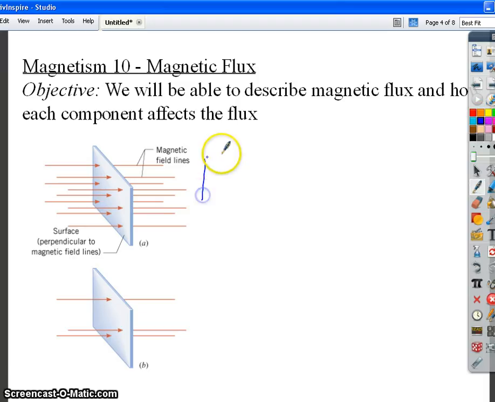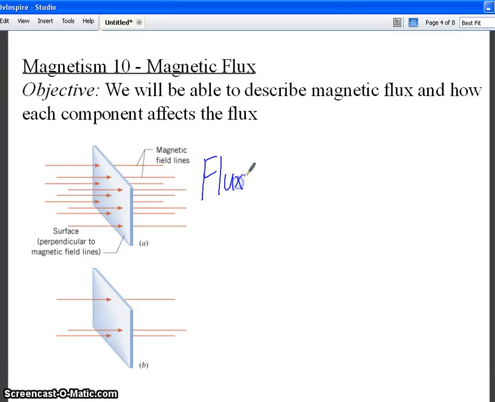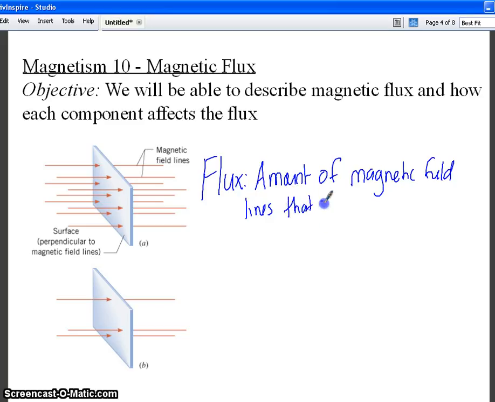Magnetic flux is the amount of magnetic field lines that pass through a given area. The amount of magnetic field lines that pass through a given area.